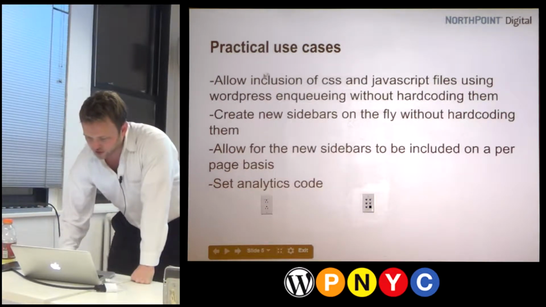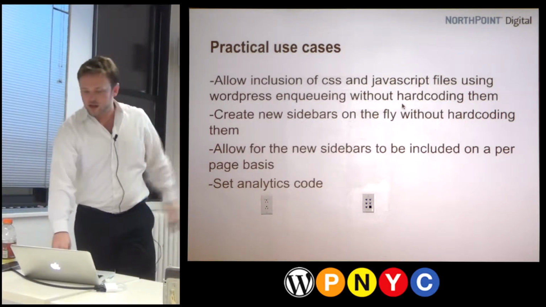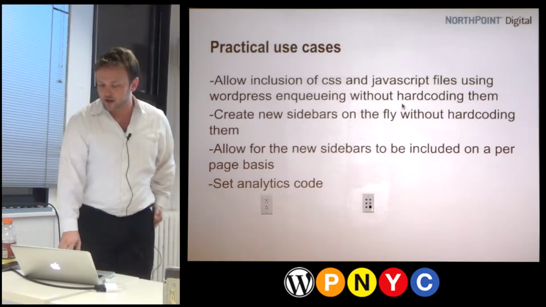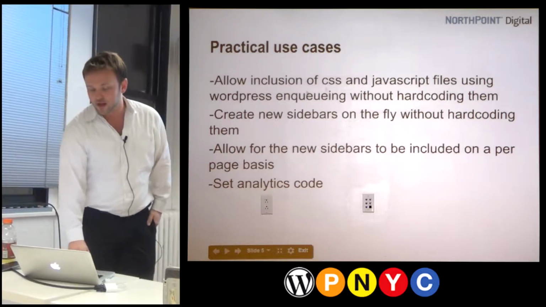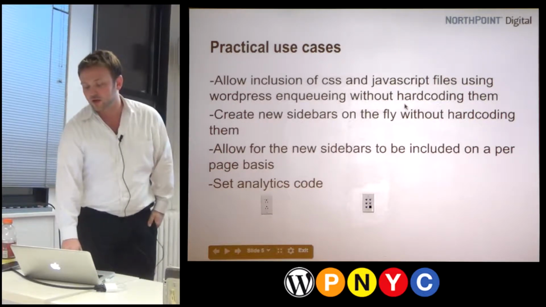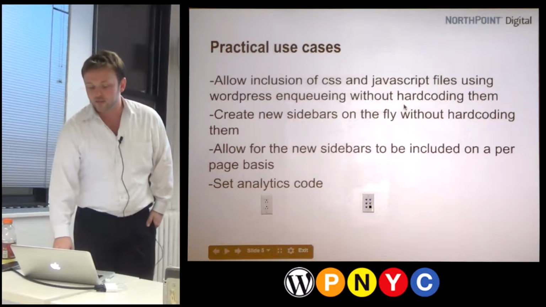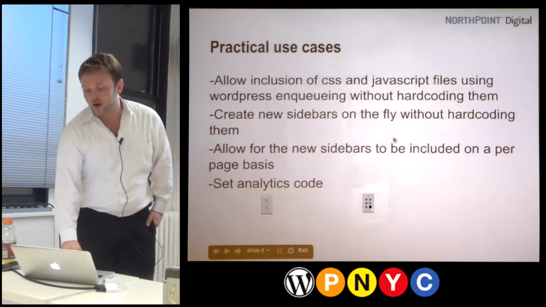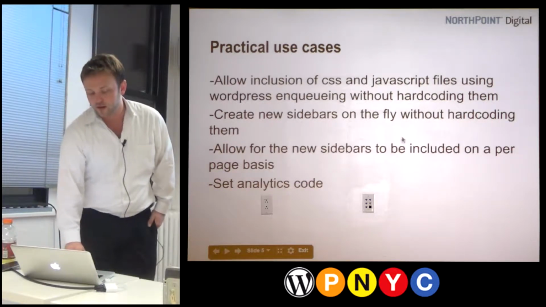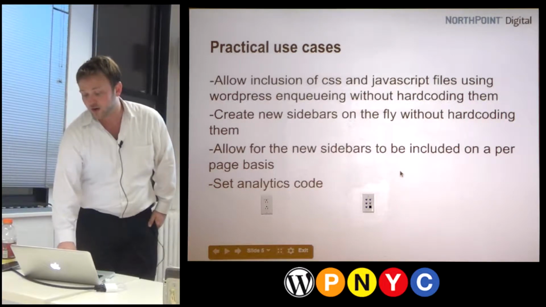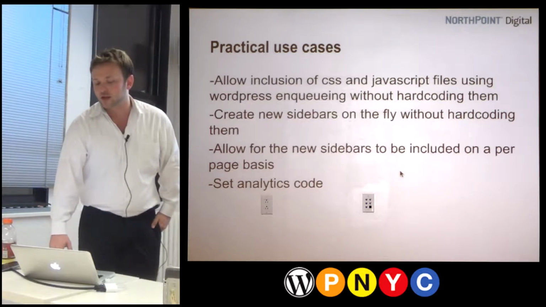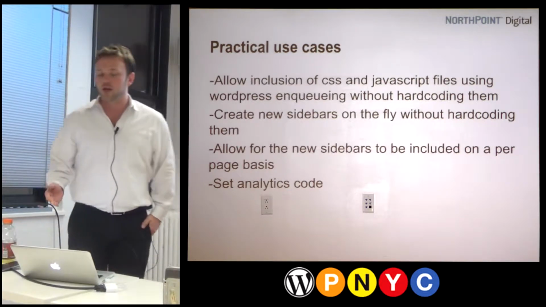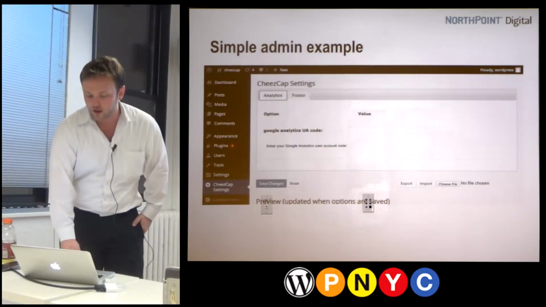So what you can really use this for is, and I'll show you the actual code examples and what it looks like in a second. You can use it for including CSS and JavaScript files and using the WordPress enqueuing without hard coding them on the back end. You can create new sidebars on the fly without having to hard code them. And you can allow for those new sidebars to be included on a per page basis. And you can use it to set up something as simple as just Google Analytics user account code.